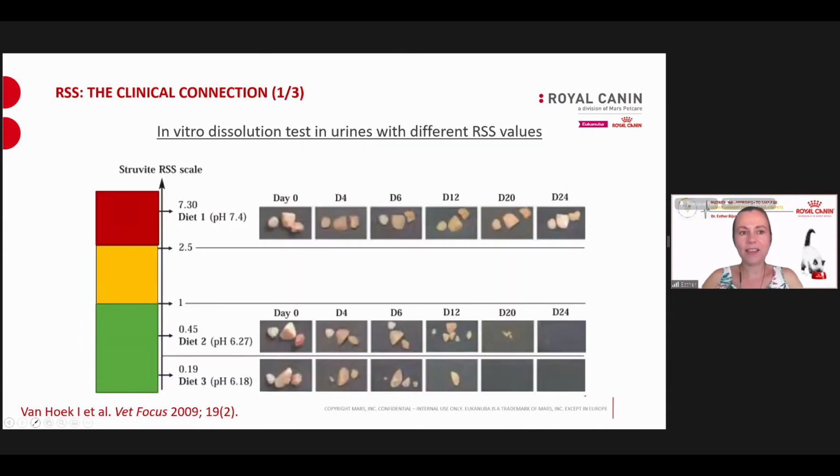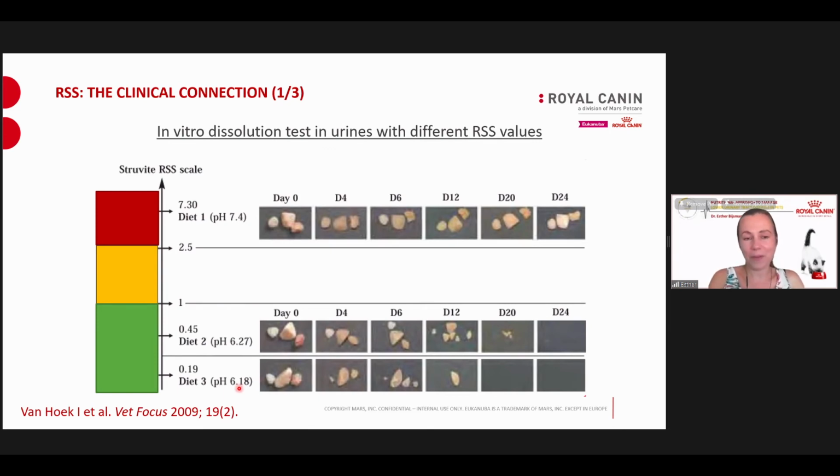So over to the next slide, the clinical connection between RSS and what happens in your practice, because this is what you're most interested in, right? This is actually an ex vivo study, an in vitro dissolution test. What we did was we asked a stone lab to send us all the struvite stones that they had recently, and we selected stones that all had a similar shape and size. And we fed cats commercial dry diets that induced different urinary RSS results. Diet 2 in this study, here at the bottom, had an RSS value of 0.2, whereas diet 3 in this study, oh, I'm sorry, I'm reading this wrong, diet 3 in this study had an RSS value of 0.2, and diet 2 in this study had an RSS value of 0.4, sorry about that. I should have put it on the slide, would have been easier to remember for me.